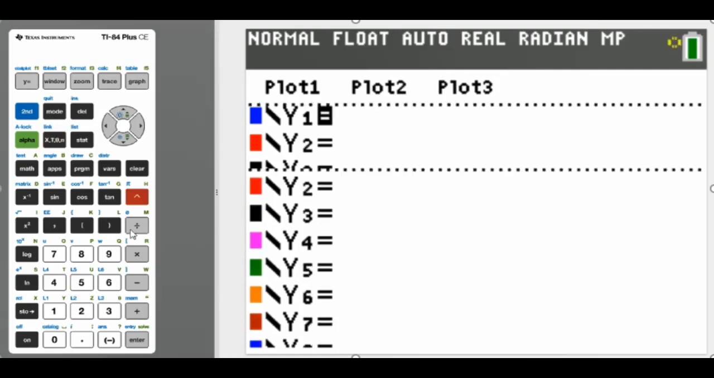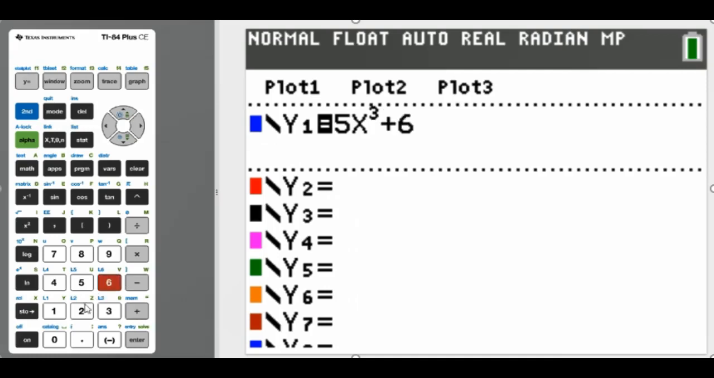So 5x cubed plus 62x squared plus 59x. It is super important that you type this in correctly. If you type the function in wrong, everything is going to be busted from there. Okay, so I typed in my function.